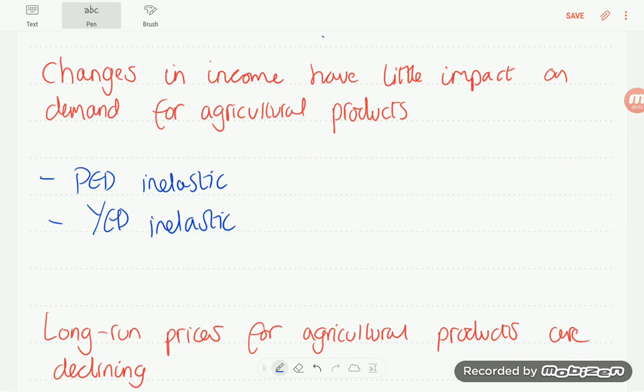An increase in income can lead to changes in the quality of agricultural products demanded. For example, consumers might switch to steak from mince, or from concentrated fruit juice to freshly squeezed juices.